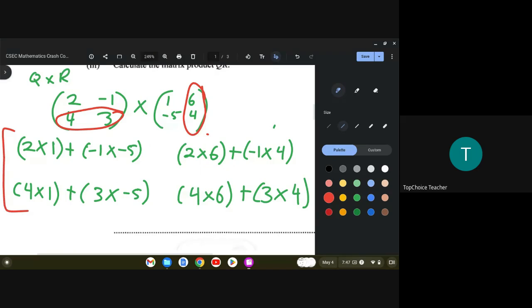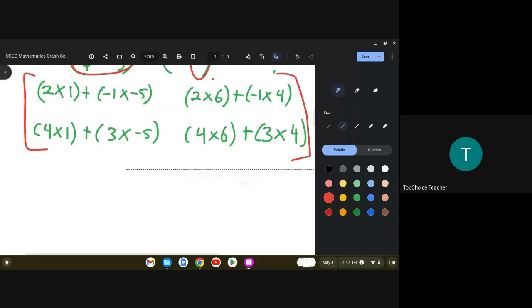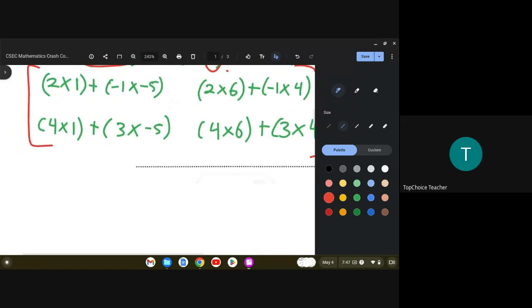In order to finish this question, we just need to solve each one of these things here. So this is what you would have to help me with. What is 2 times 1? Let's do it. 2 times 1 is? 2. Let me use a different color, right? So you'll help me with it. We add in that, what is -1 times -5? 5. Let's move on to the next one.